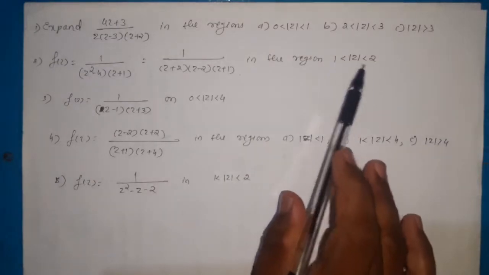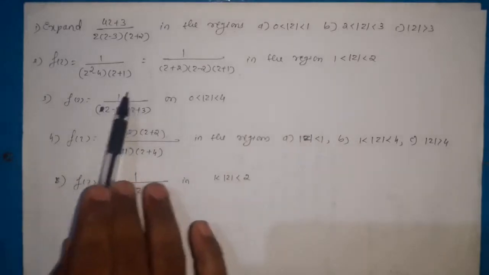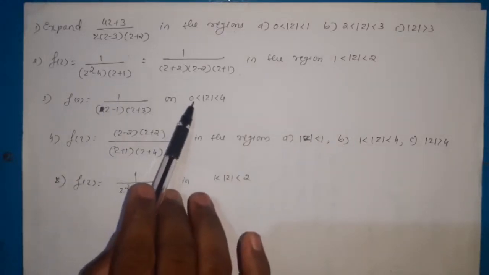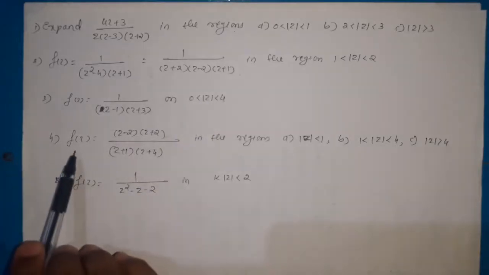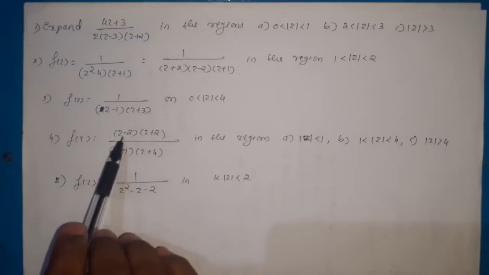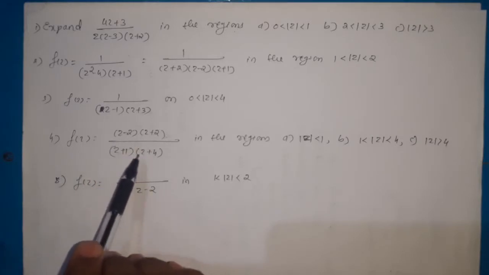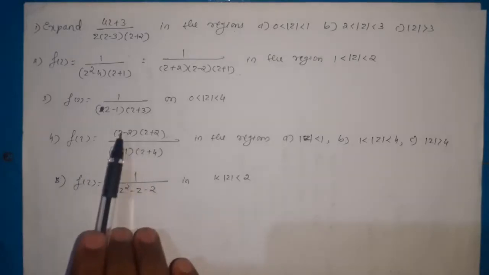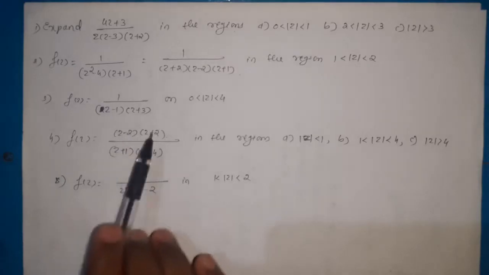Only one region is given, 1 less than mod z less than 2, and then 1 divided by (z minus 1) into (z plus 3). Here the region is 0 less than mod z less than 4. The third one, f of z equal to (z minus 2) into (z plus 2) divided by (z plus 1) into (z plus 4). So here this fraction is improper, because in the numerator we get z square and in the denominator also z square after multiplying.